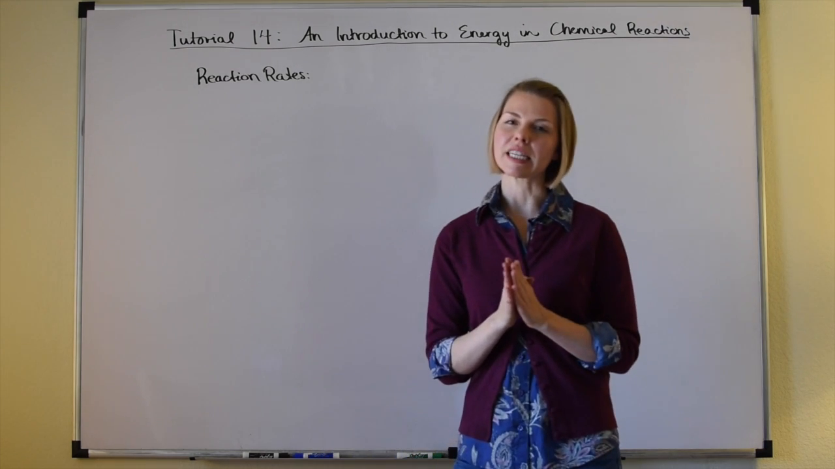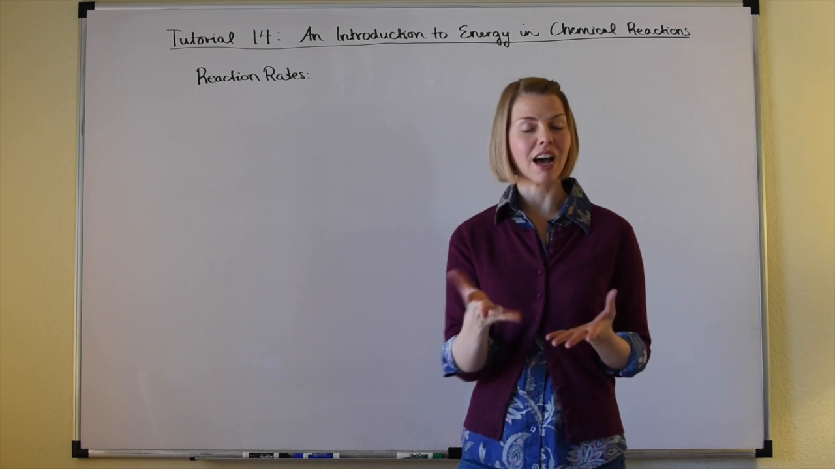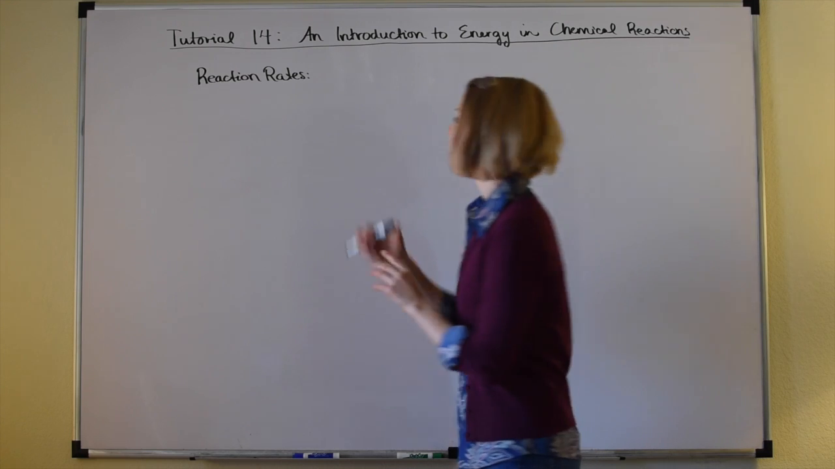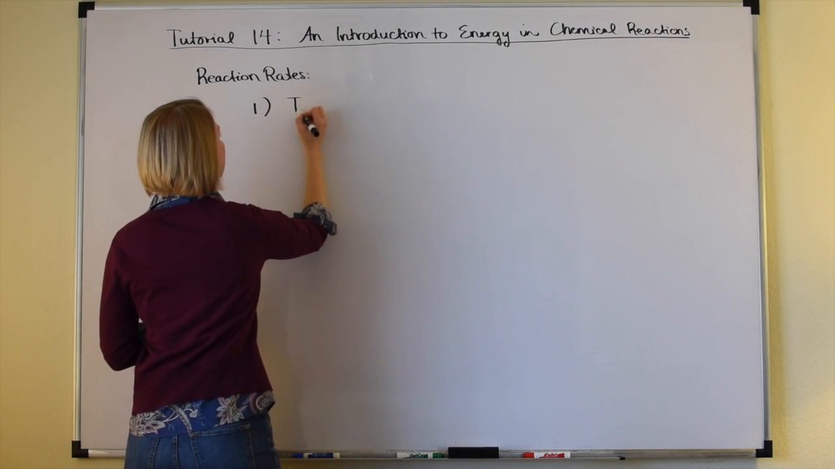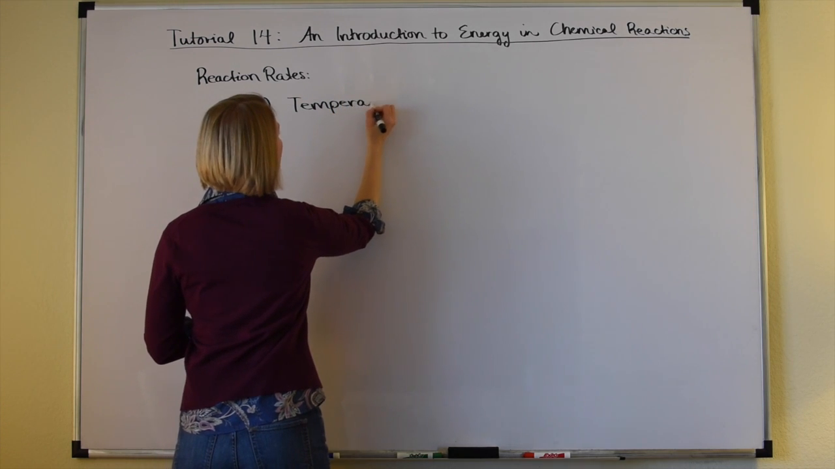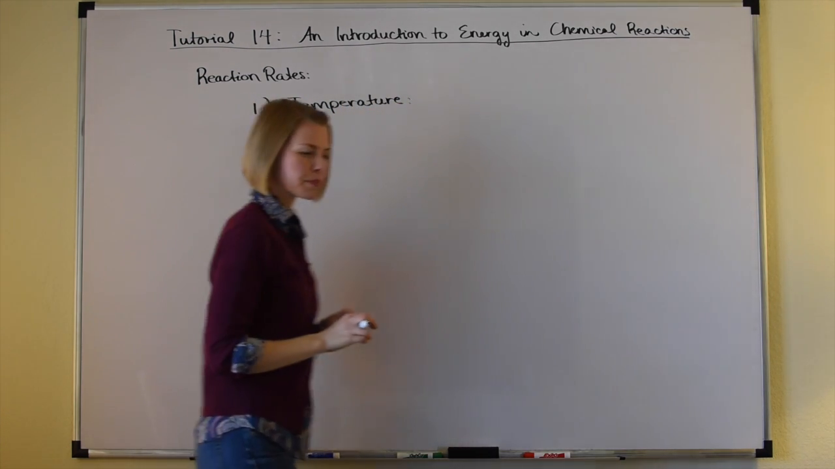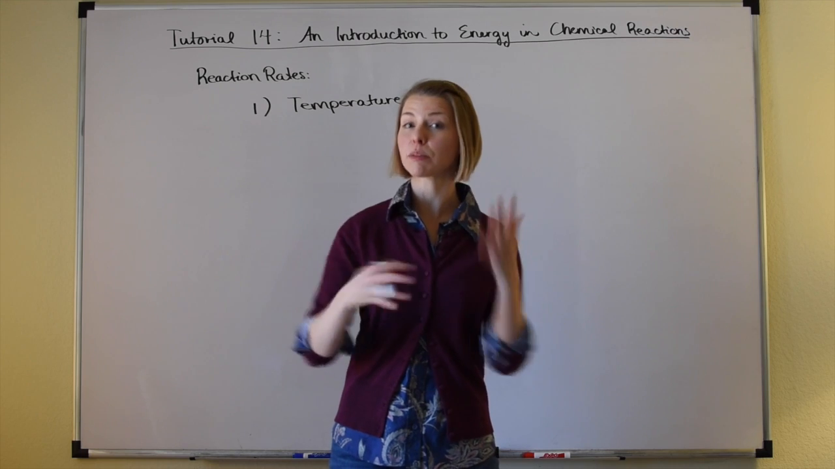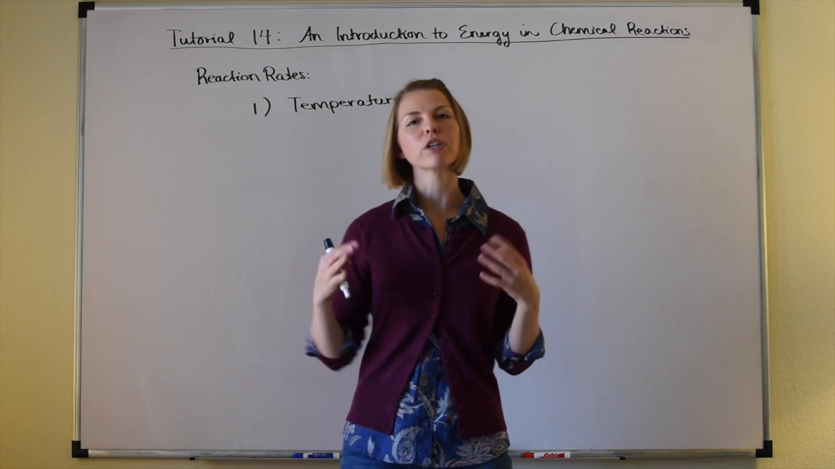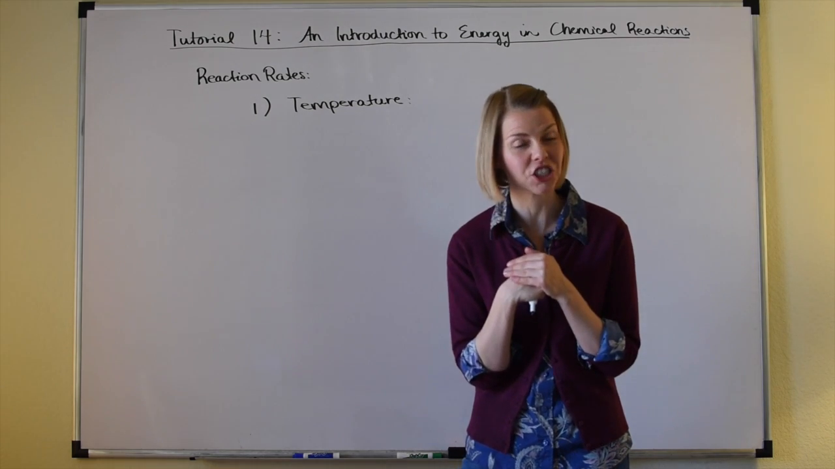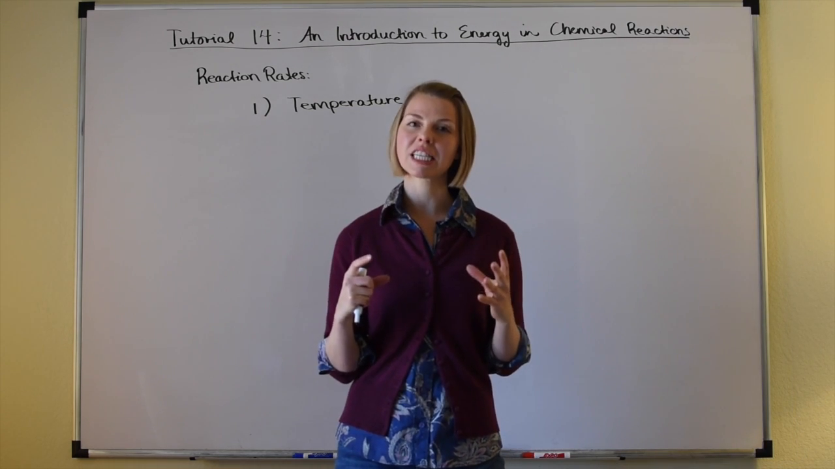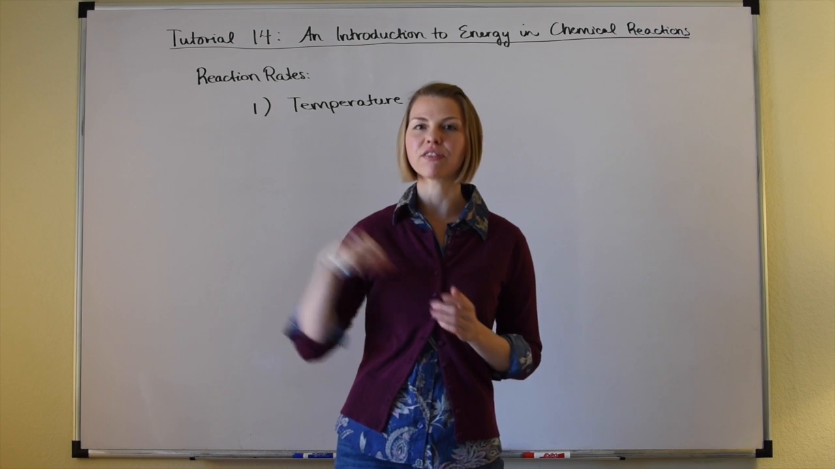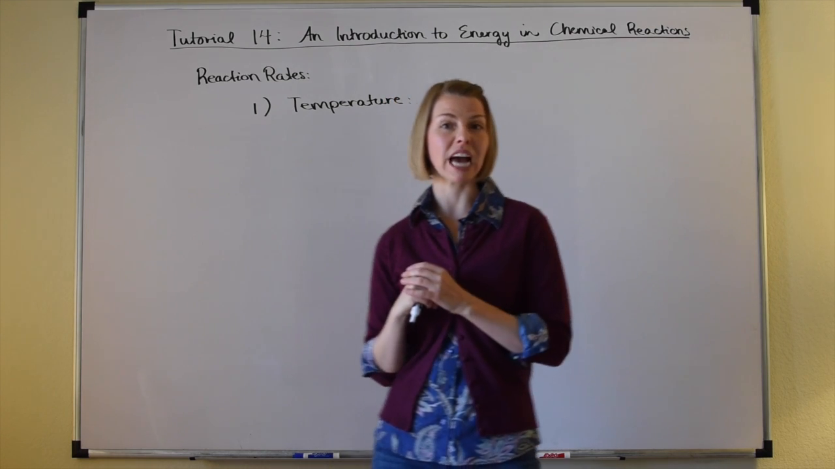So there are 3 ways that we can manipulate or speed up the rate of a chemical reaction. One is by increasing the temperature. So I'm going to write 1, temperature. As we increase the temperature, the kinetic energy of the reactant molecules will also increase, which means that not only are we going to have more collisions, but we're going to get more collisions that possess that minimum amount of kinetic energy necessary to get over the activation energy barrier. And we're going to speed up the reaction rate.